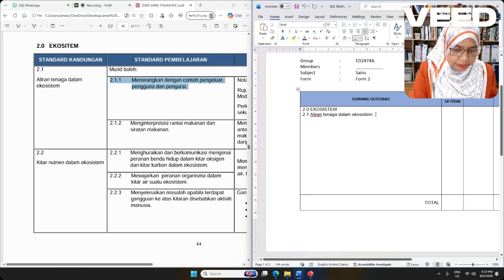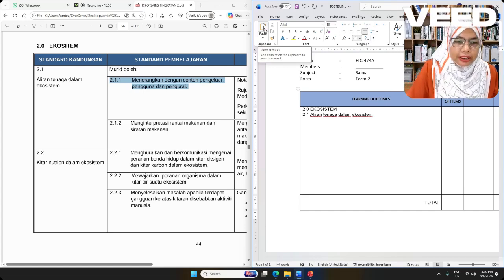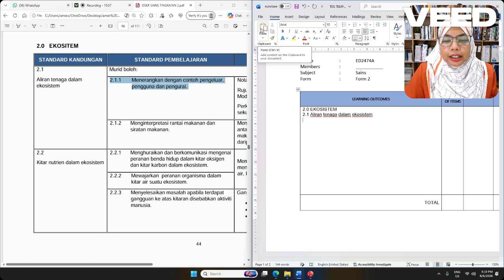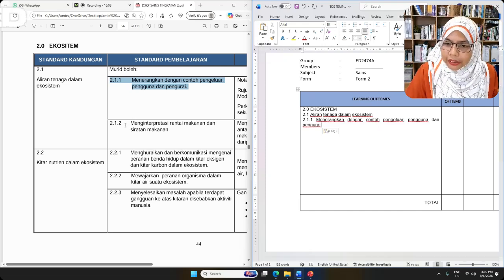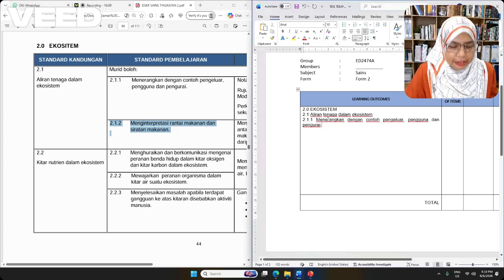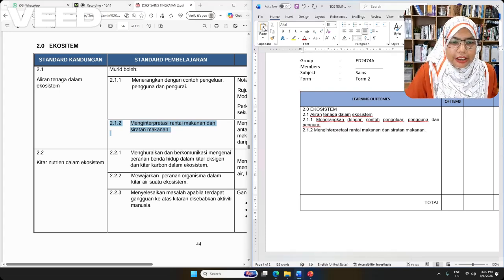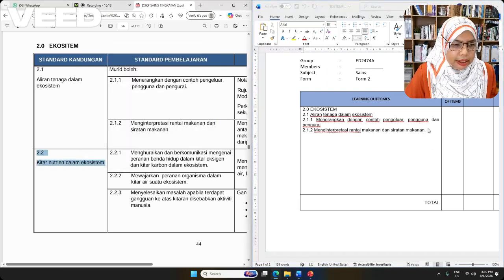Okay. I'm not going to be doing a complete TOS. I will just select a few as a basis of examples so that you are clear of what kind of things you need to do when you are completing this table. So just copy and paste first. Menginterpretasi rantaian makanan dan siratan makanan. Okay. Boleh. Mari kita copy paste. And then let's move on to the second one. Kitar nutrien dalam ekosistem.